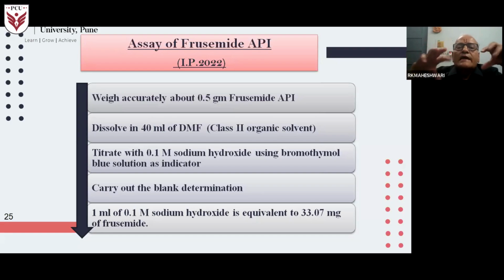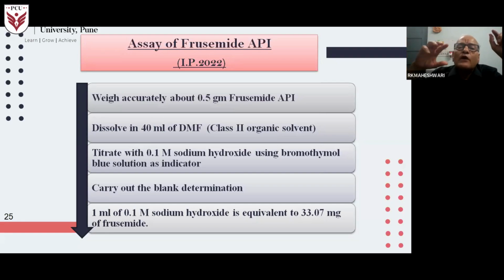As soon as the color changes, meaning the endpoint comes, suppose it comes after 20 ml, after 22 ml, you have to note down this reading. I will say x1 ml of 0.1 molar NaOH has been consumed in this first titration. Are you following me?